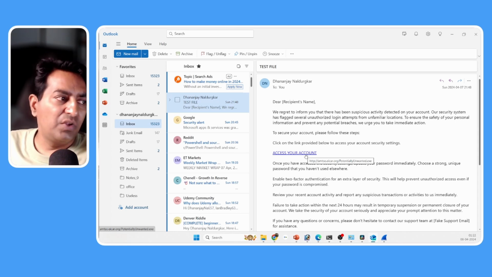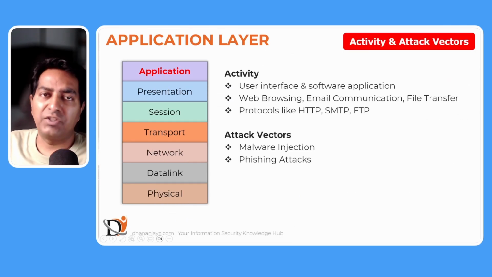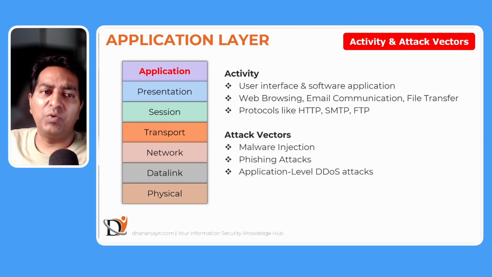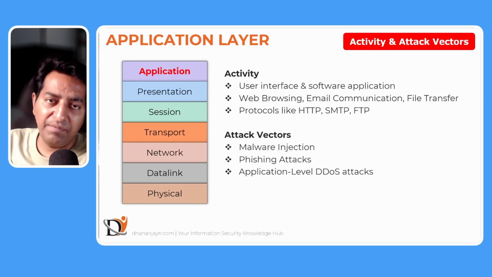So that's how you can safeguard yourself from such phishing attacks. So, moving back to our topic. Malware injection, phishing attacks, or application level DDoS attacks are some of the attacks which may happen at this particular layer.